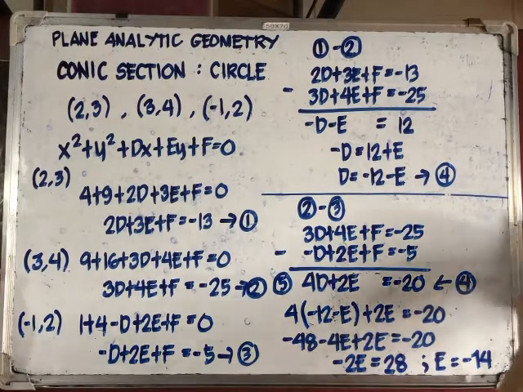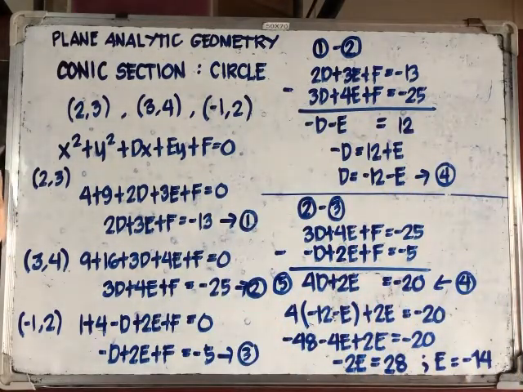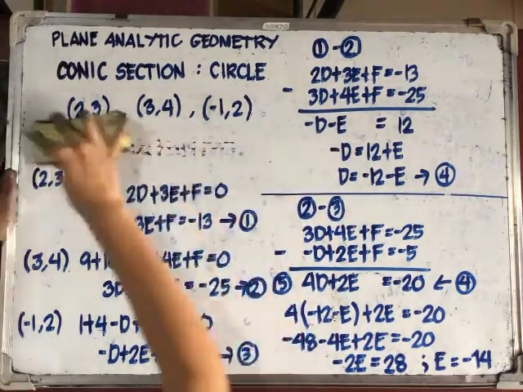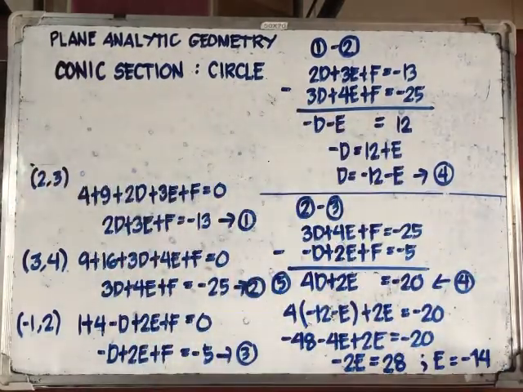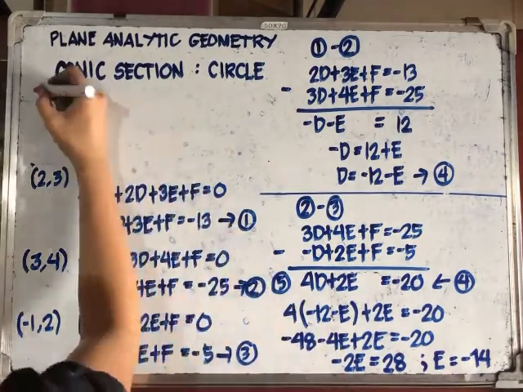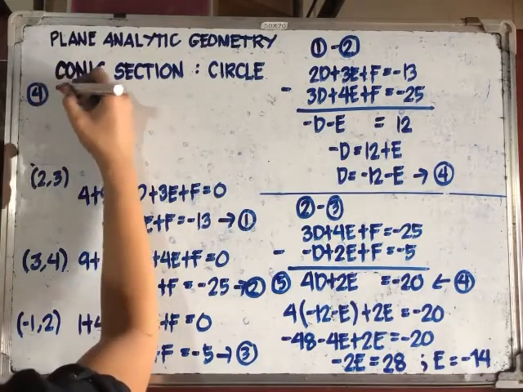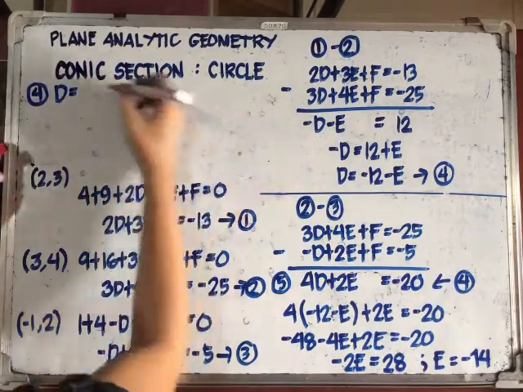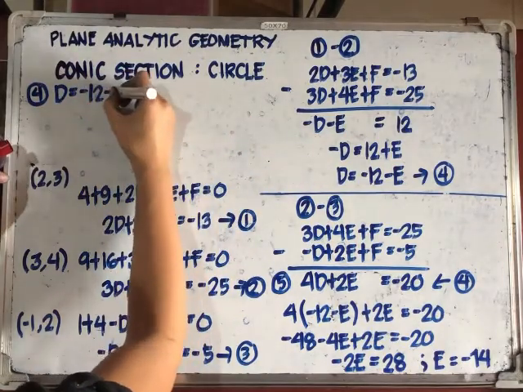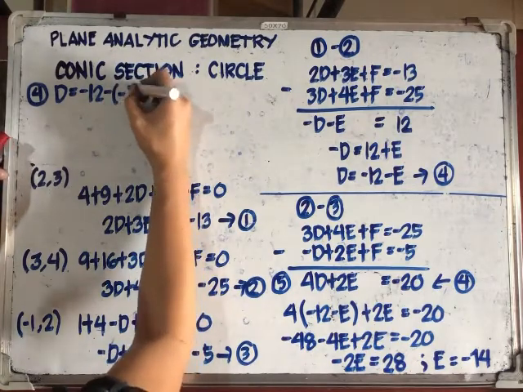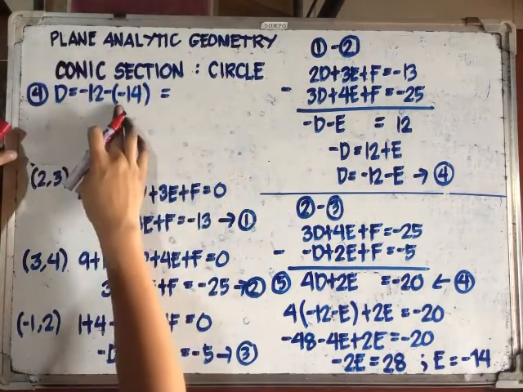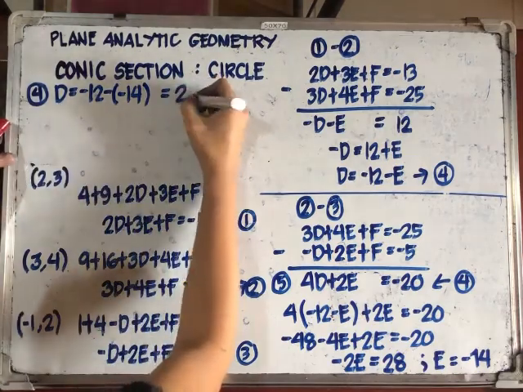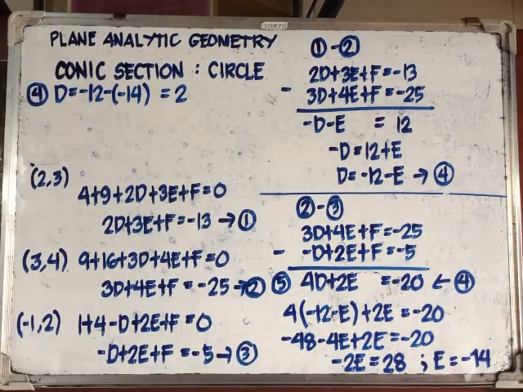Okay, i-erase ko muna siya dito sa taas siguro, no? Erase natin siya dito para meron tayong mga space konti. E is negative 14, edi ibalik natin siya kay equation 4. So, ang D daw natin from equation 4 is negative 12 minus your E na negative 14. So, that would give you 12 plus 14, 2. So, the value of D is equal to 2.